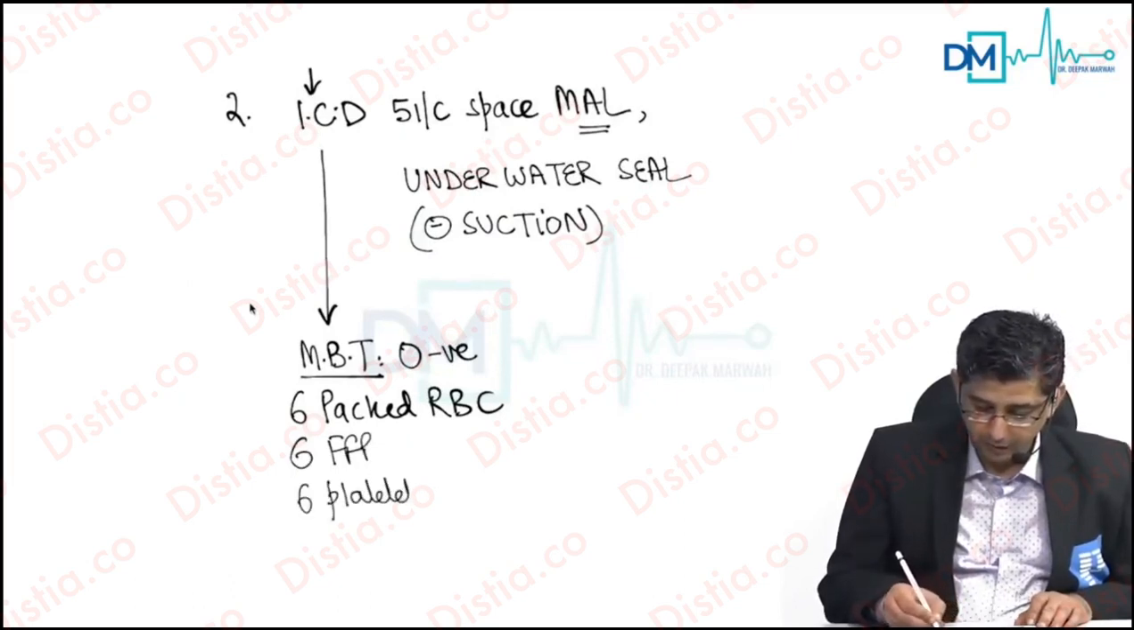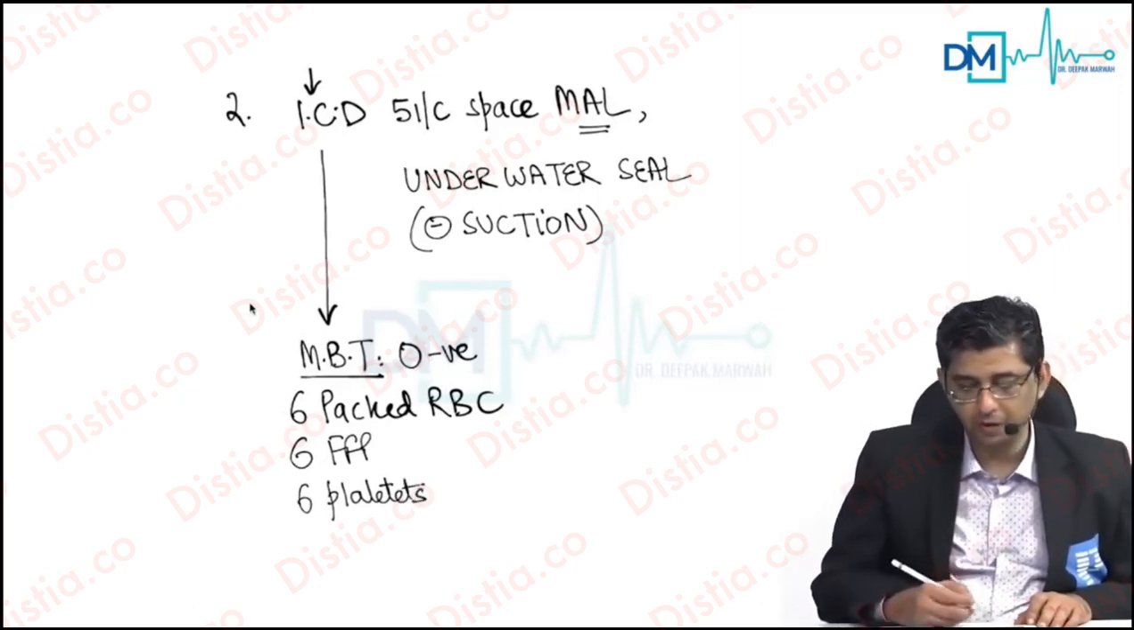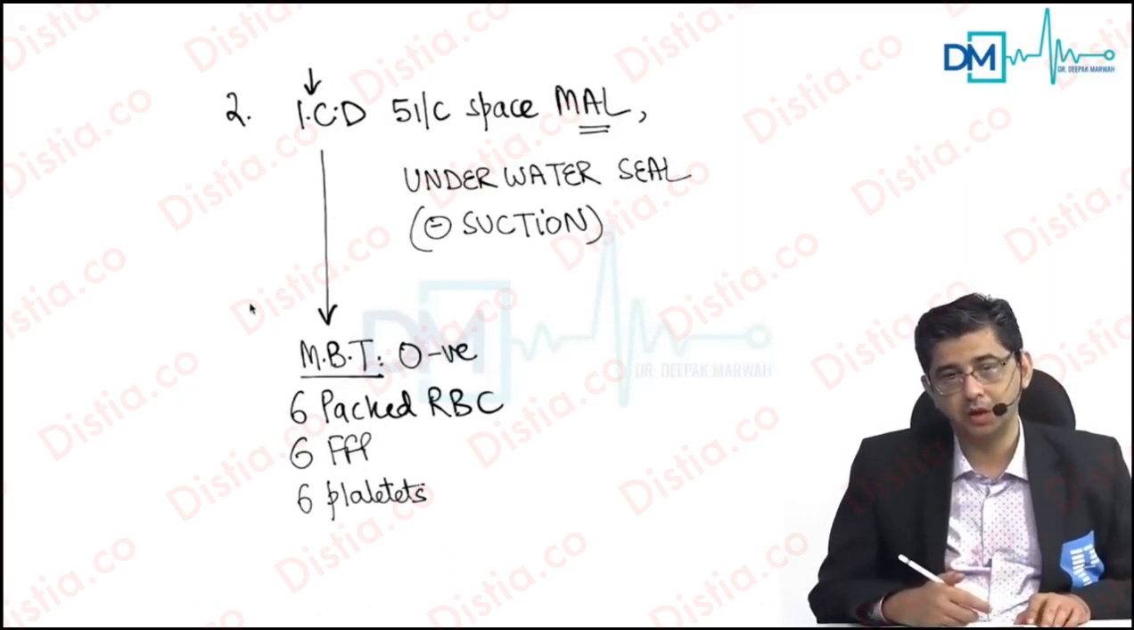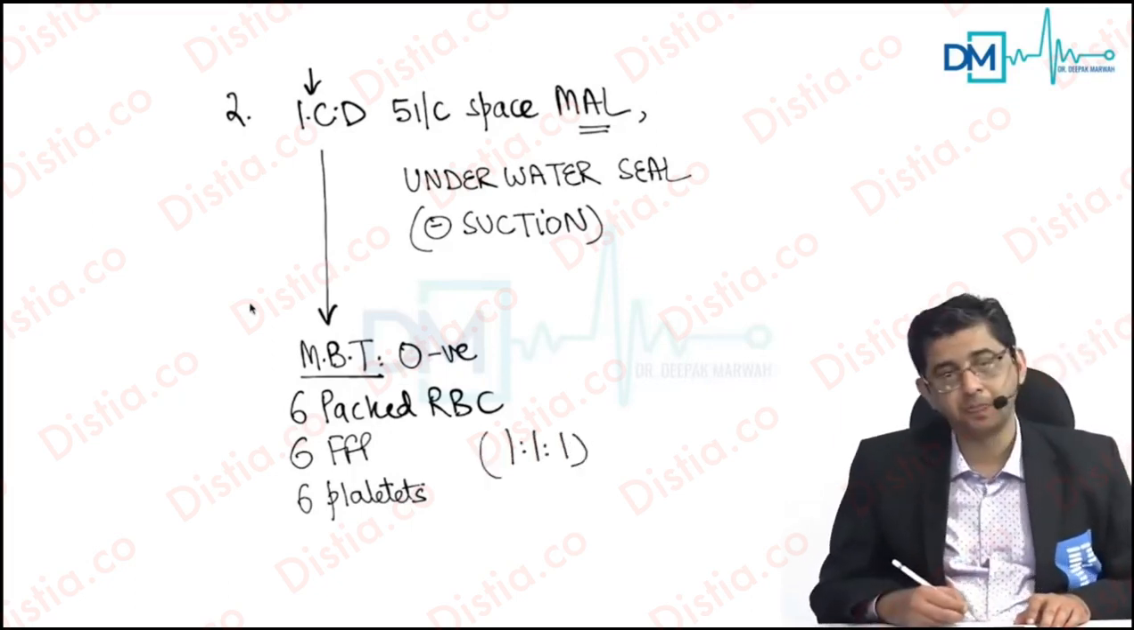So it is blood components that are given in massive blood transfusion. Older definitions of massive blood transfusion were giving the patient 5 liters of blood over a 24-hour period, but now we talk about blood components which are given in a ratio of 1:1:1 in massive blood transfusion.